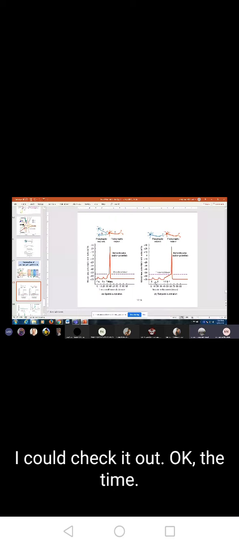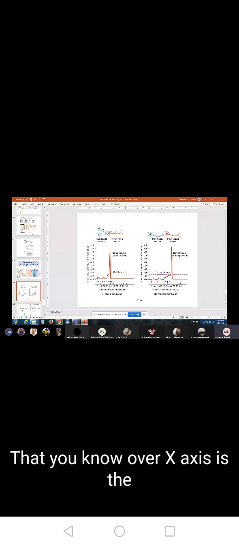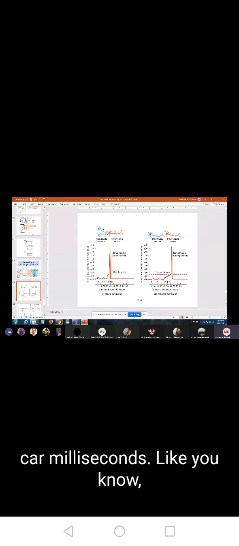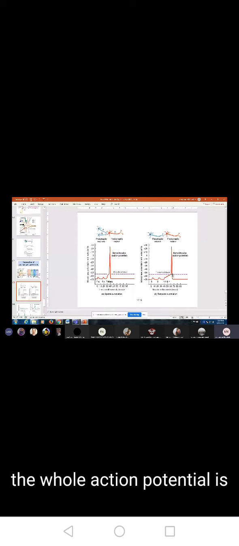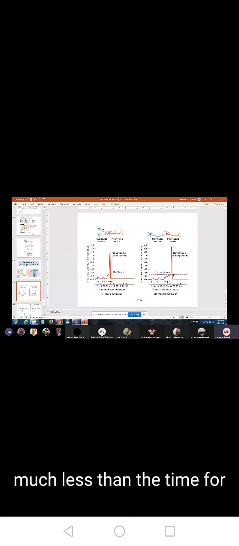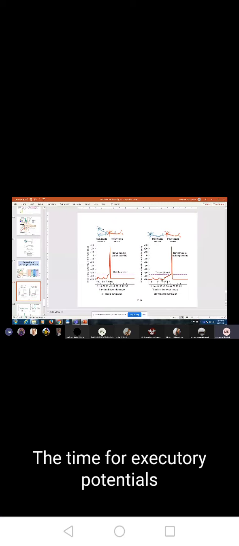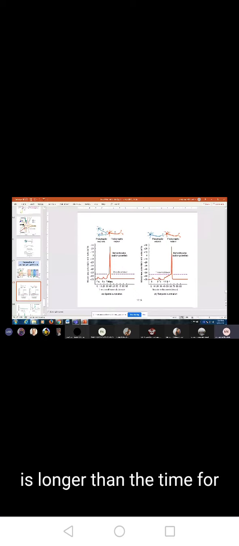Okay, the time, you know, over the x-axis is the time, in milliseconds. The time for the whole action potential is much less than the time for the excitatory potentials. The time for excitatory potentials is longer than the time for the whole action potential.